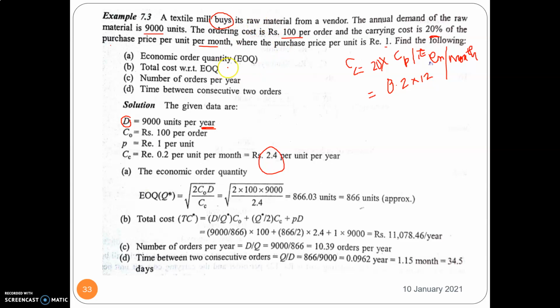How am I sure that this is not a purchase model with shortage? In this model they haven't mentioned any shortage cost. CS is not given. So automatically it means this is a purchase model without shortage. So substitute the formula: square root of 2D C naught by CC. Automatically you'll get the answer. Since this is a quantity, it should be an integer, so I am approximating to 866.